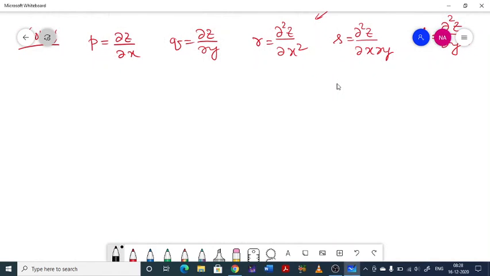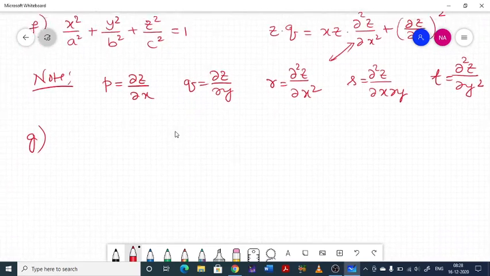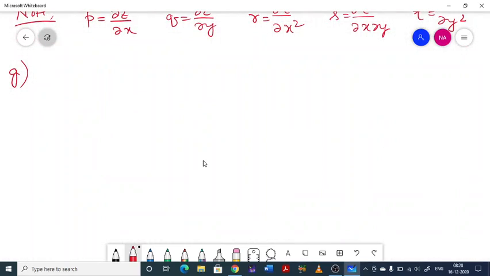Next, one more problem. Problem F, G. Z equal to y square plus 2 times f of 1 by x plus log y.